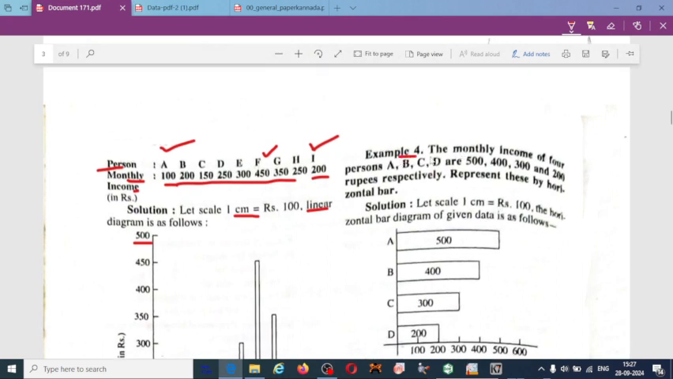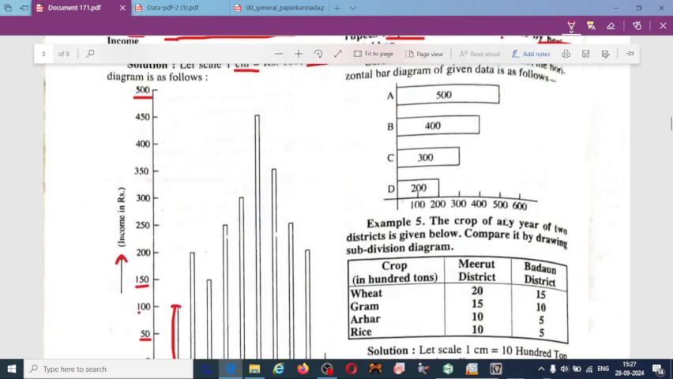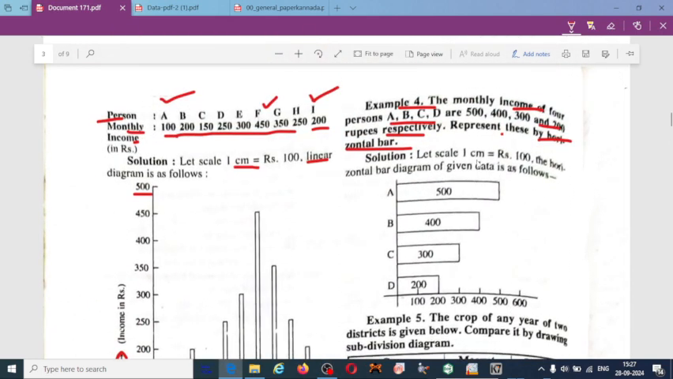So next one, example 4. Monthly incomes of 4 persons A, B, C, D are 500, 400, 300 and 200 rupees respectively. Represent these in a horizontal bar diagram. In the previous question you represented in a vertical bar diagram; here you should represent in horizontal. Let us take 1 centimeter equal to 100 rupees. Here we should represent the monthly income of 4 persons in a horizontal bar diagram.